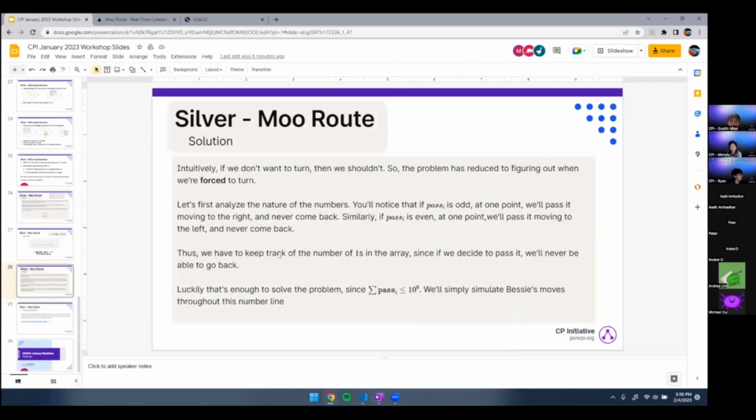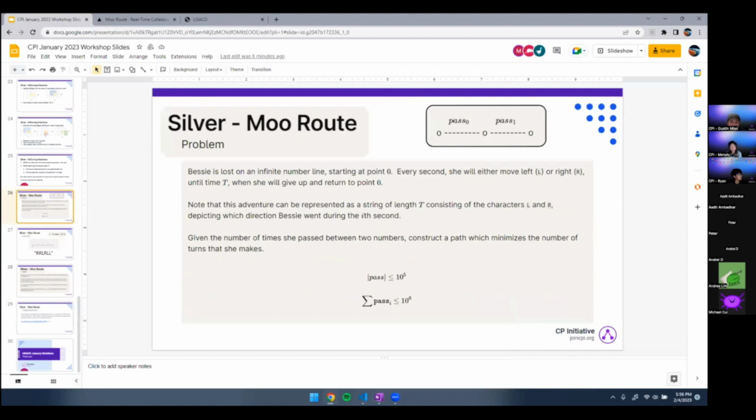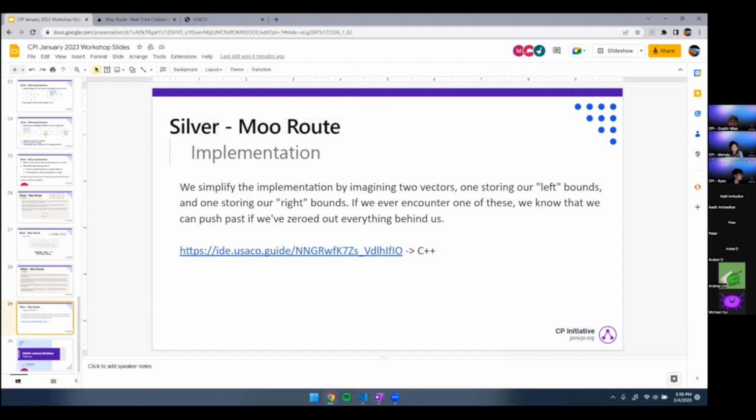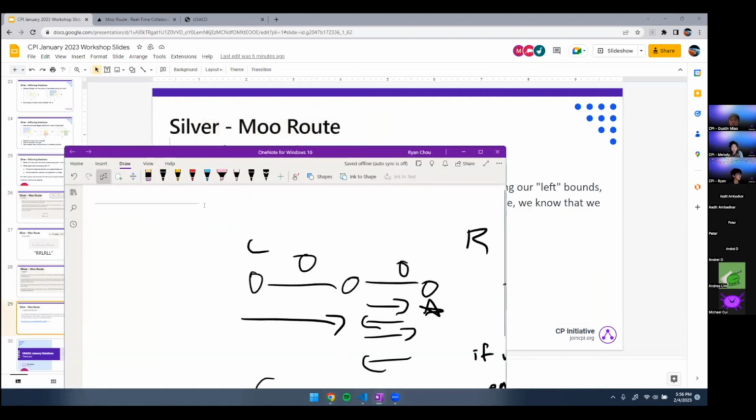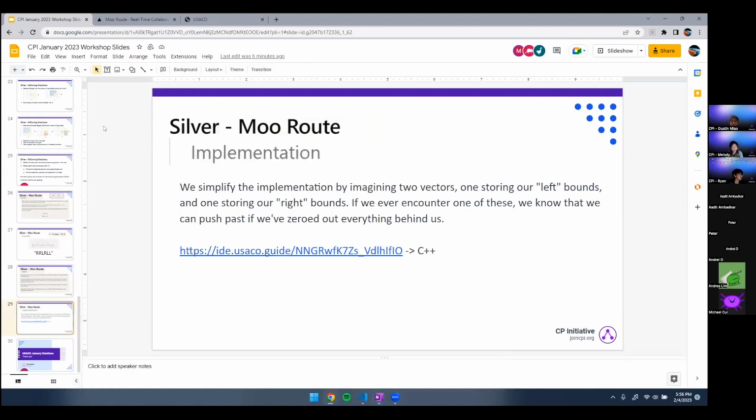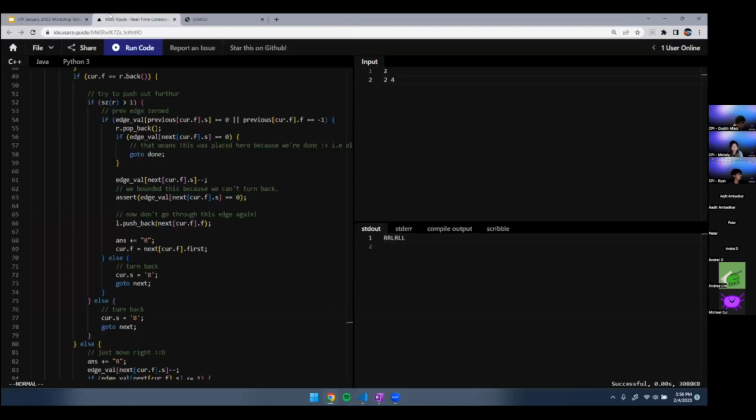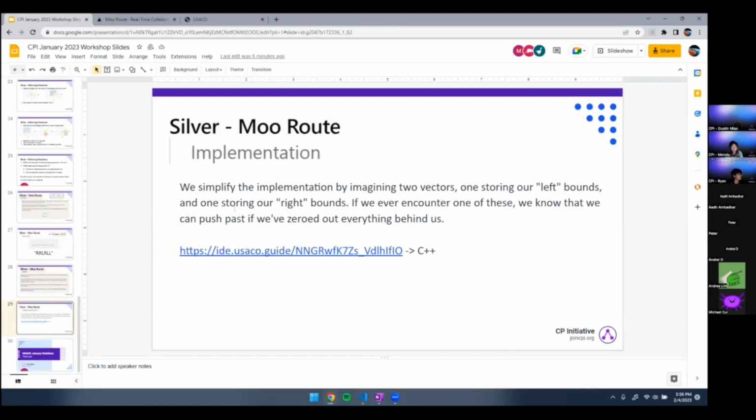And in the problem statement, it also mentions that the sum of all values of a_i is going to be less than or equal to 10^6. So we can just use an O(sum) approach where we simulate Bessie's movement across this number line. In terms of implementation, we can do something similar to what's mentioned here. We're going to store all the breakpoints for left and all the breakpoints for right, and then we're going to try to extend it as much as we can.